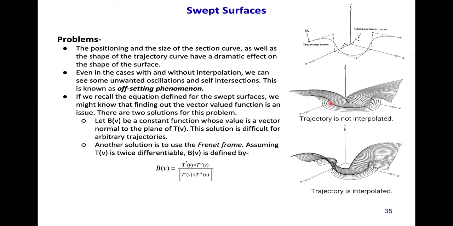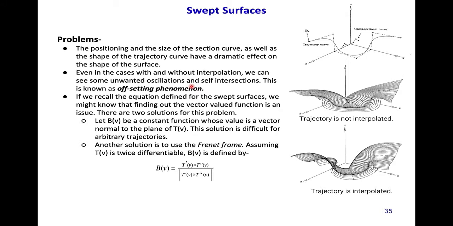So here we have come up with the solutions, that is using interpolation and not using interpolation. In both the cases, there is a problem. That is, there will be some wiggles and self intersections. So these two phenomena are called offsetting phenomena. To overcome this offsetting phenomena, there is another solution. So let us look at those solutions later, but let us cover another topic.